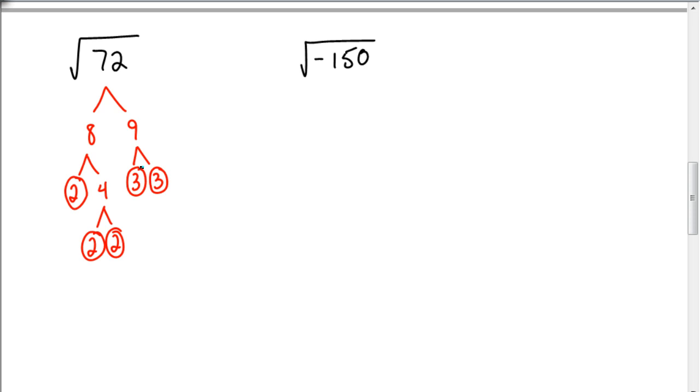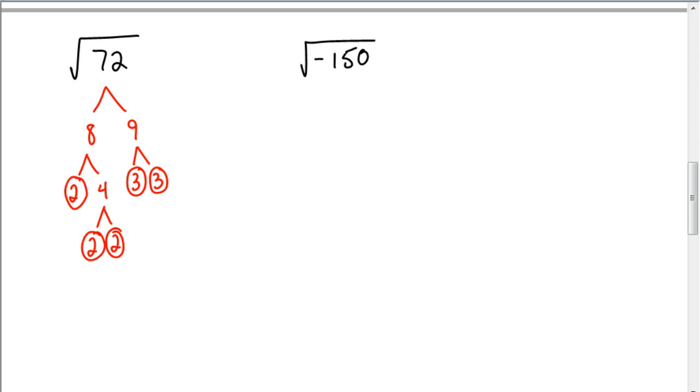If you've forgotten what a prime number is, prime numbers are numbers where the only numbers that will divide evenly into them are 1 and itself. So some of the first smaller prime numbers would be 2, 3, 5, 7, 11, 13, and so on. But these would be what we call the prime factorization of 72. If I multiplied all 5 of these numbers together, the product would end up being 72.